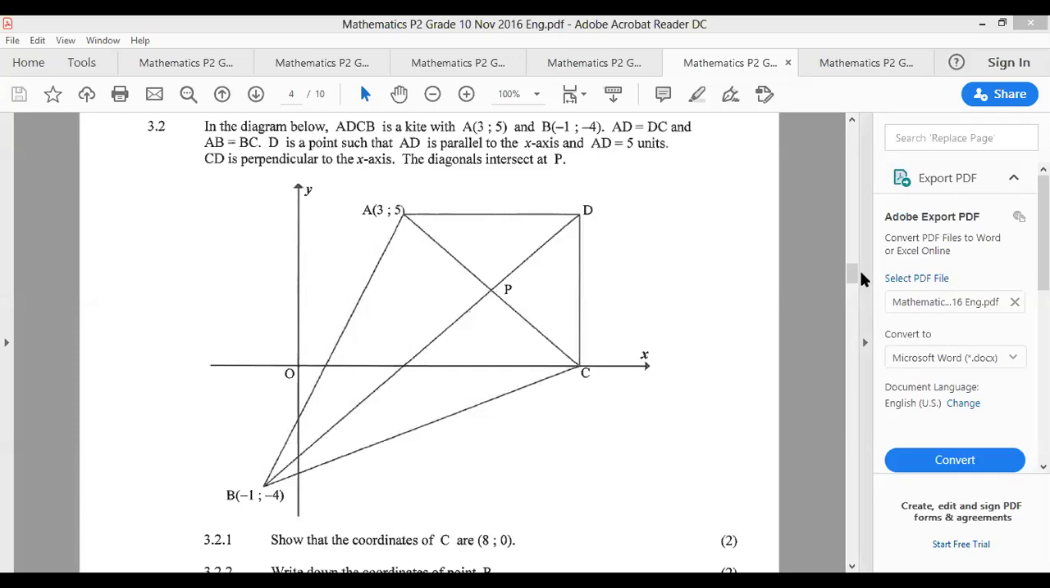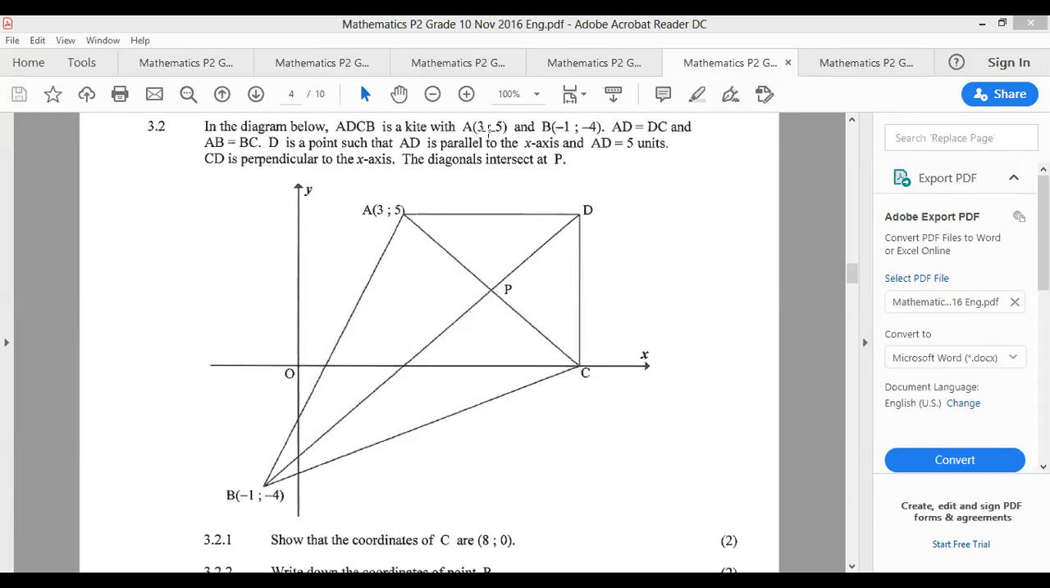So now, guys, here we are given a kite. This is a kite, right, guys? And we know that a kite has how many vertices? It has 4, right? So it's 1, 2, 3, 4. But however, in the diagram below, they said A, D, B, and C, right?